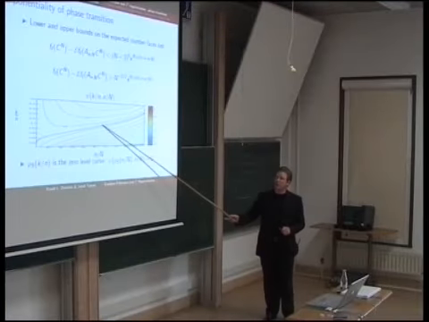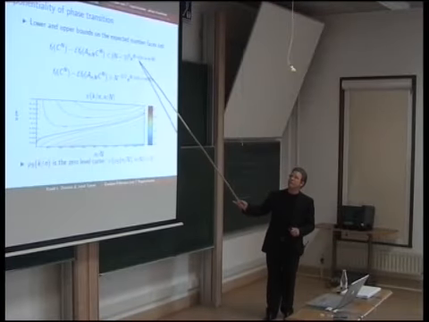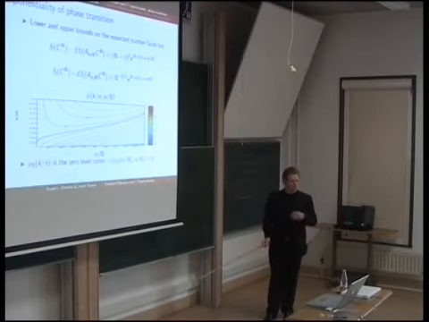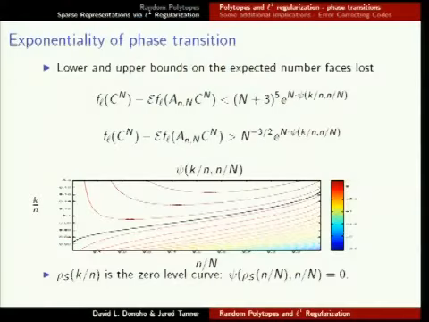However, if you fall below this curve, then this will be strictly negative, and as capital N goes to infinity, the expected number of faces that are lost will be driven down to 0, showing the sharpness of this phase transition.